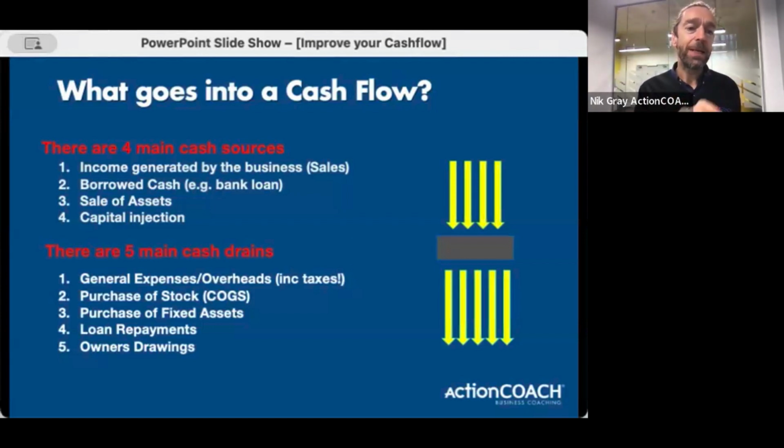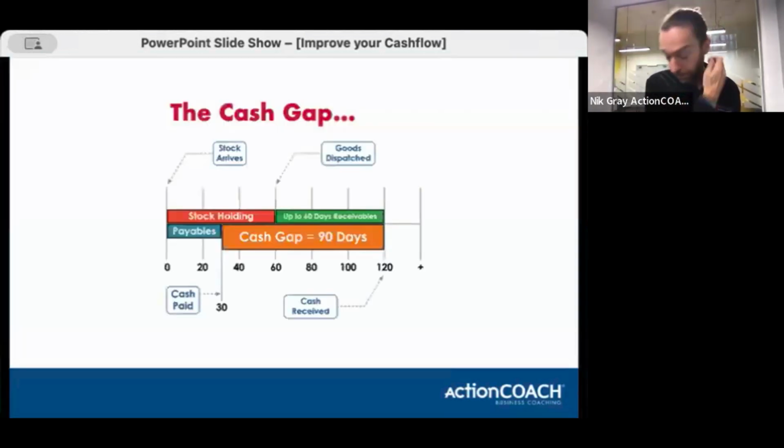The first place is probably our cash gap. How clear are you on the cash gap in your business? If you've seen this before, I'm just going to go through it briefly to help you understand what the cash gap is so you can identify this in your business, and then we're going to look at some strategies about how to improve the cash gap.